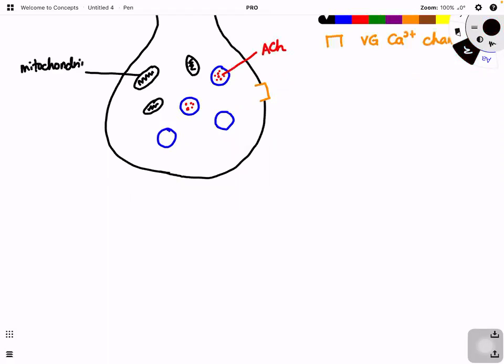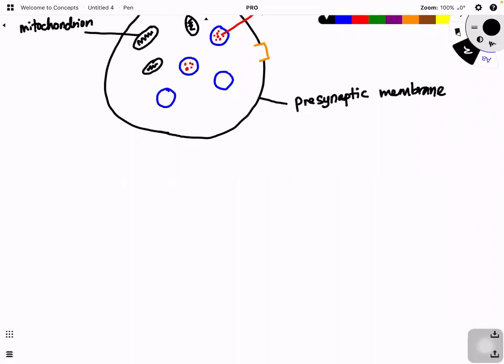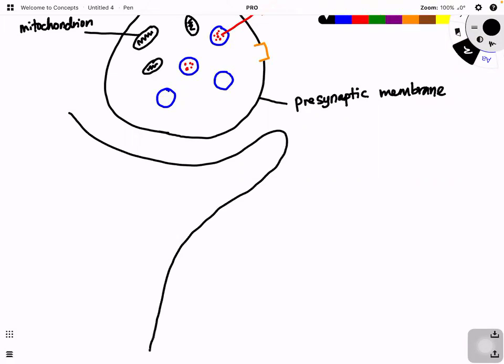So the membrane is known as the presynaptic membrane. This is the axon terminal, and it synapses with the dendrite, for example the dendrite of a motor neuron. So this is the dendrite of the motor neuron, and this is the postsynaptic neuron.